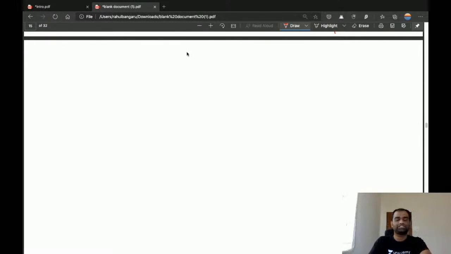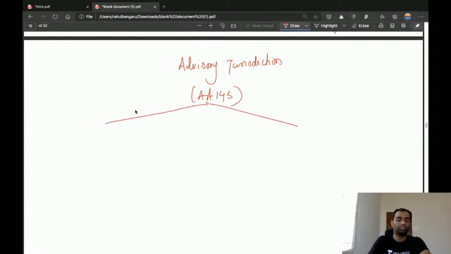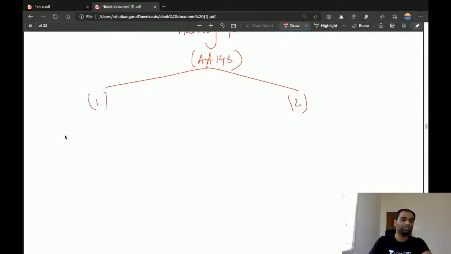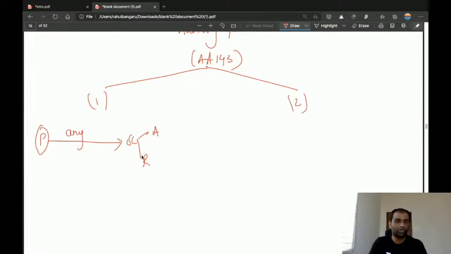Okay. Now the next jurisdiction that we are going to discuss is advisory jurisdiction. See here, advisory jurisdiction is given in Article 143. There are two types of advisory jurisdiction given in Article 143. One is according to Article 143 Clause 1, another is according to Article 143 Clause 2. According to Clause 1, if the President refers any matter to the Supreme Court, then the Supreme Court can either accept or reject this particular matter. The Supreme Court has a choice of whether to accept or reject this particular case.